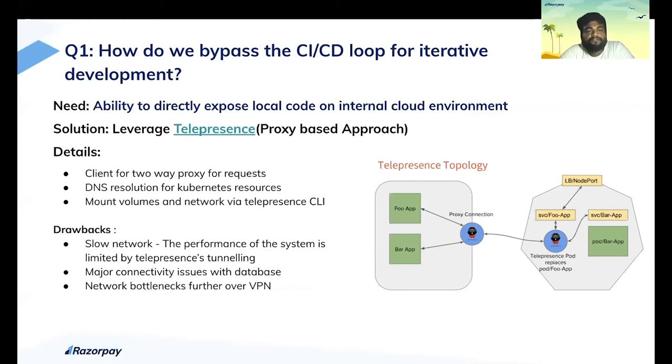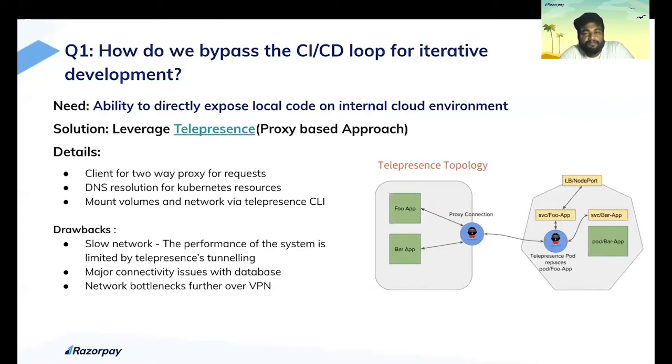and the need is to directly expose the local code onto the cloud environment. So as a V1 version of the solution, we went ahead with Telepresence, which followed a proxy-based approach. Telepresence was a client that was sitting in both the local system and the remote cluster and made sure the connection happens through a tunnel. It took care of the DNS resolution, volume mounting, and also networking.